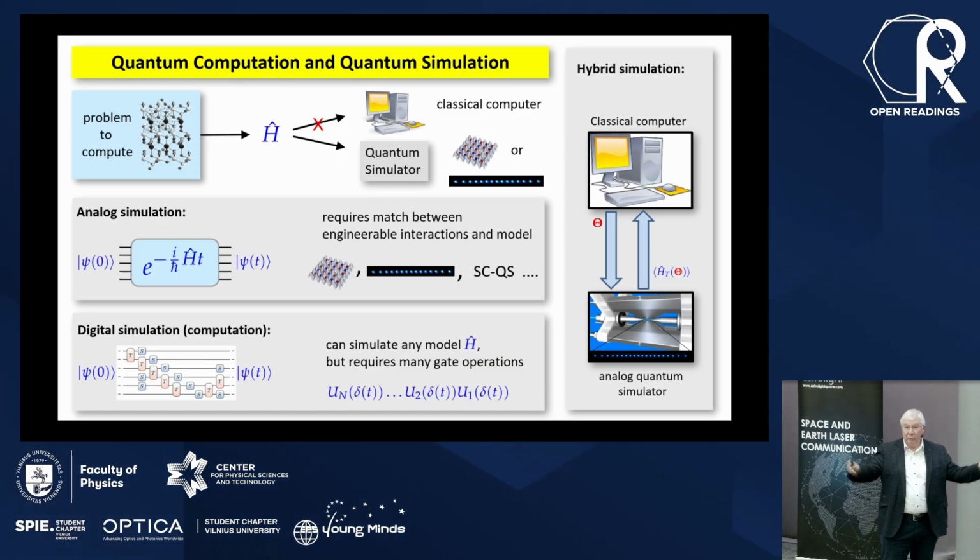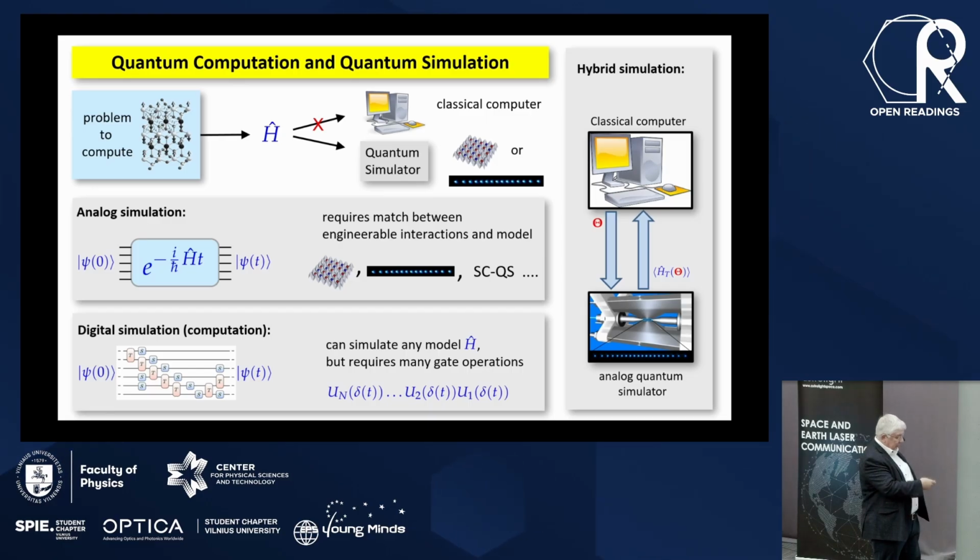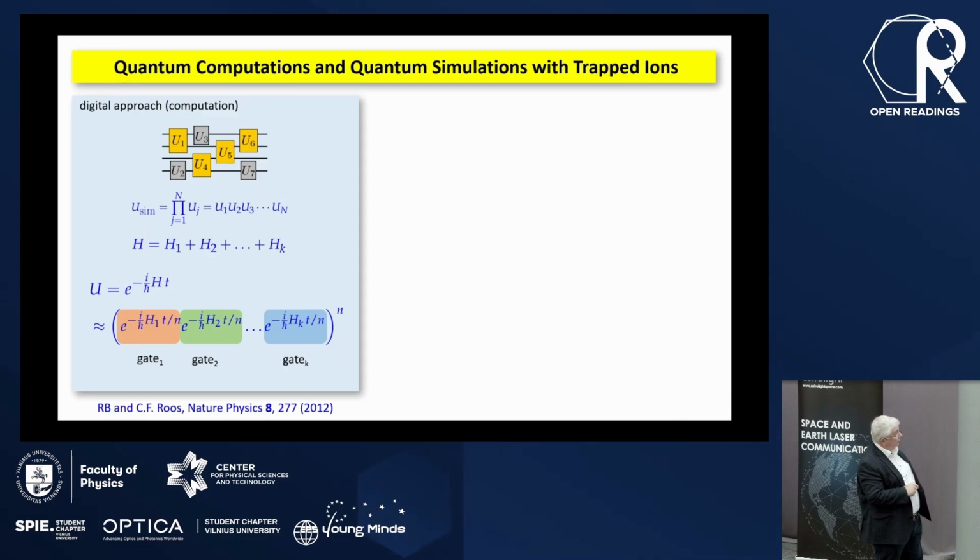If it does, I'm done. If it does not, I let the system go and iteratively then determine what the outcome is. And this is also valid for some calculations, as I'll show you. So let me just start with the digital computation.